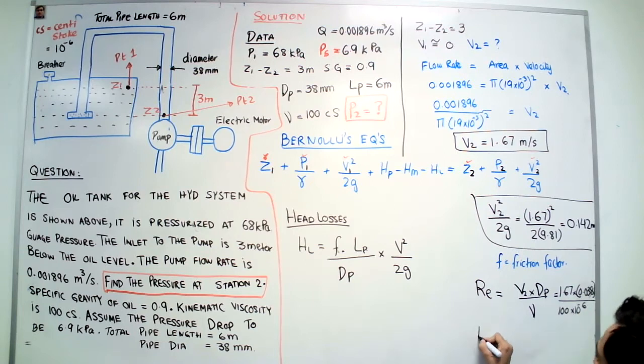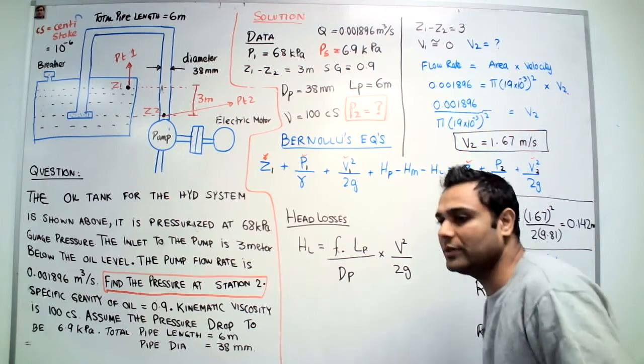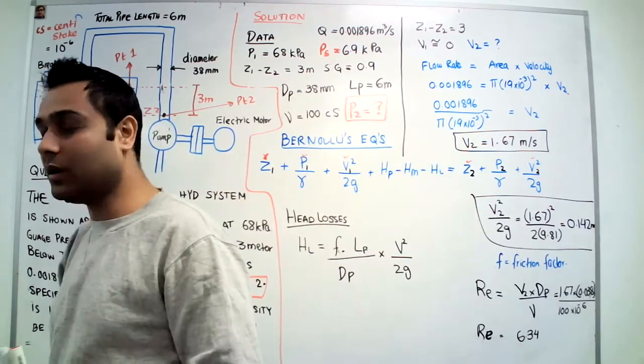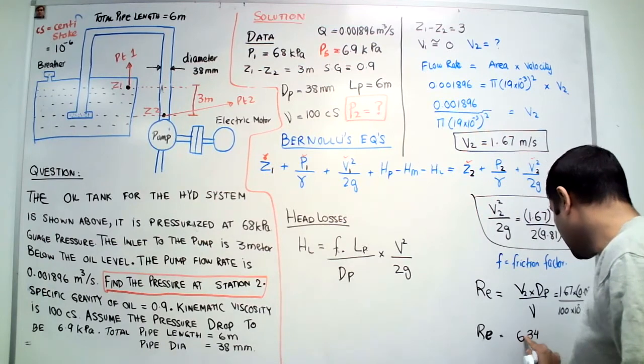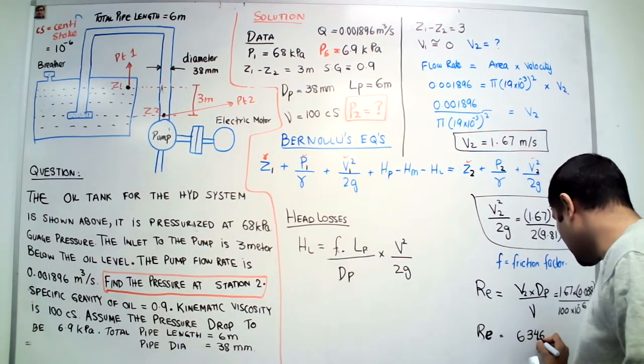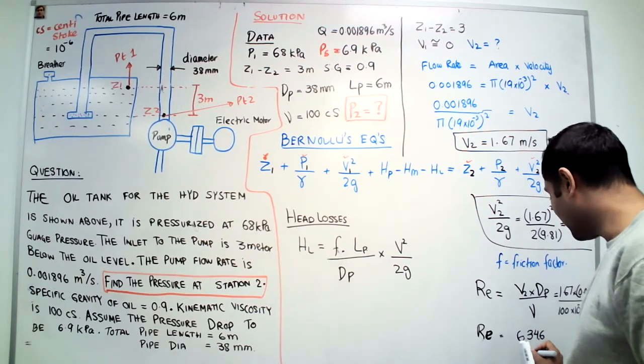Has anyone got a value for the Reynolds number? 634.6. Can you press the ENG button on your calculator? Oh no, 634.6. That's it. Yeah, 634.6. Okay, that's it.